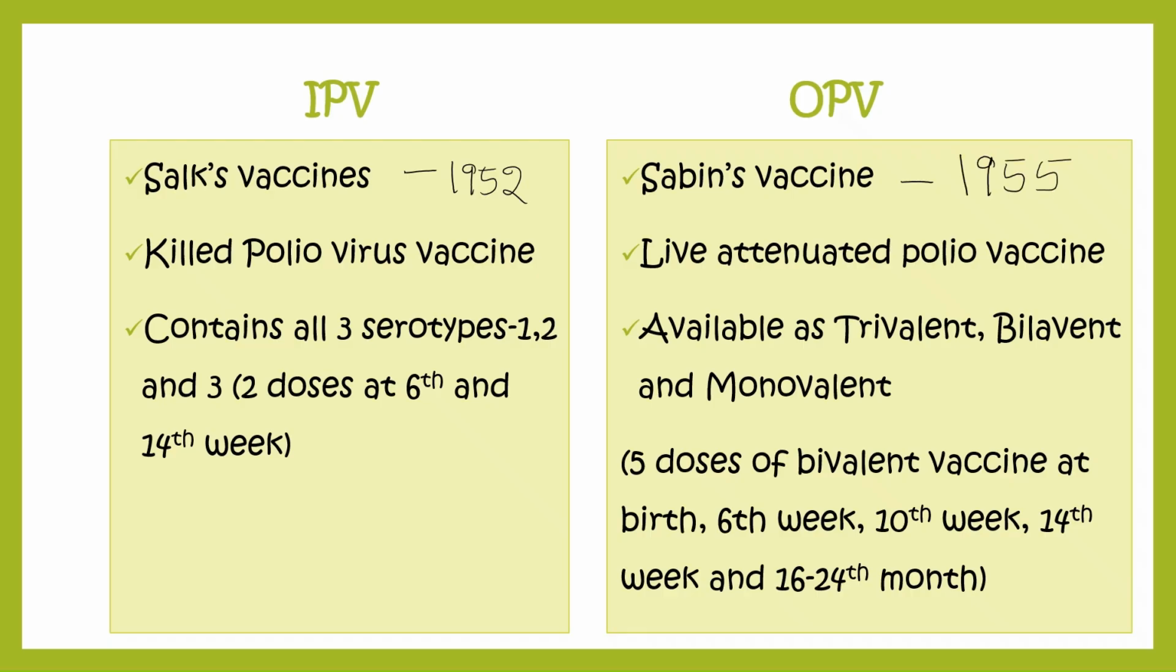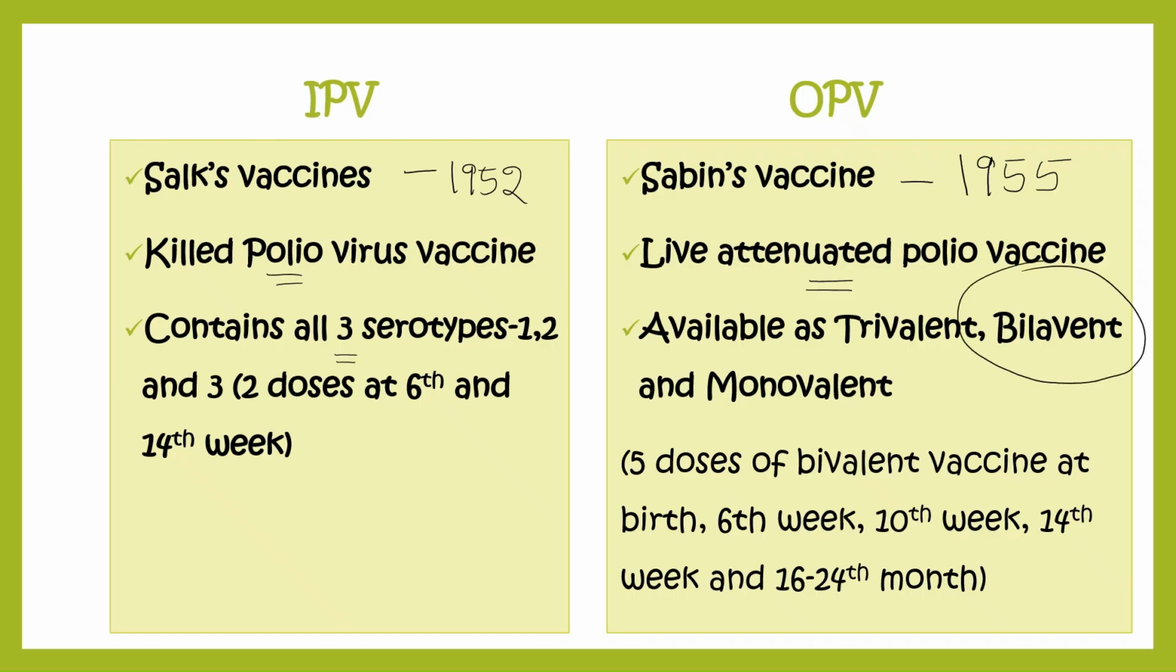In injectable polio vaccine, killed strains are used, hence it is also called killed polio vaccine, whereas in oral polio vaccine, live but attenuated strains are used, hence it can also be called live attenuated oral polio vaccine. So coming to formulations, injectable polio vaccine contains all three serotypes 1, 2, 3. But oral polio vaccine may be available as trivalent, bivalent or monovalent. Most commonly, bivalent oral polio vaccine is used, which contains serotype 1 and 3.